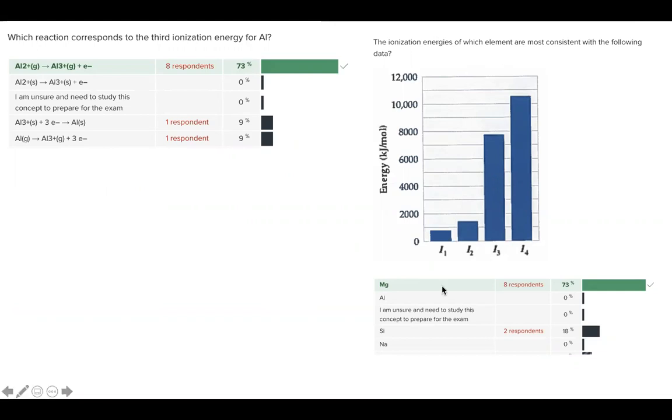It's even the same element, magnesium. I see that I have a steady increase. I can remove one electron, second electron, it goes up. It goes way up when I'm now removing from the smaller ion, the one that is now isoelectronic with neon.